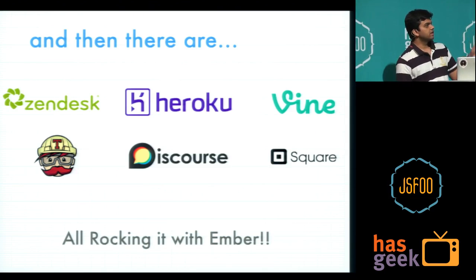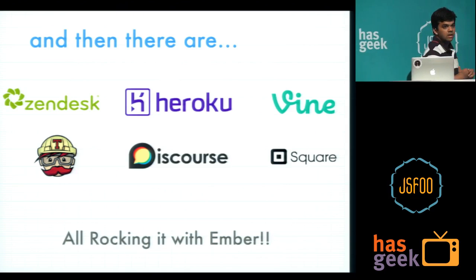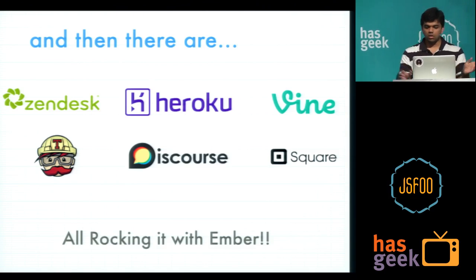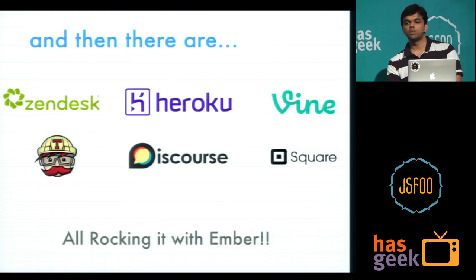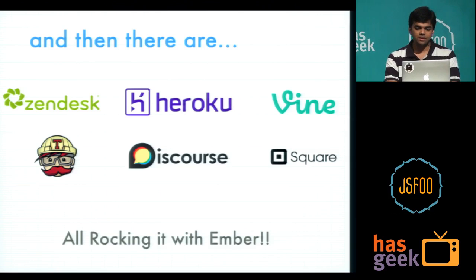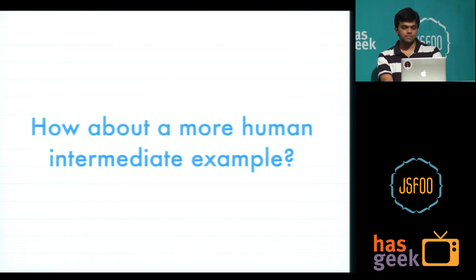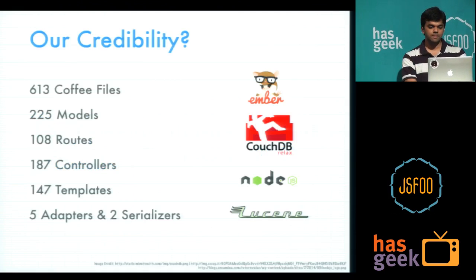So it's Zendesk, Travis CI, Discourse, Heroku Dashboard, Vine. And they're all huge, massive client-side applications. So all the crying about, oh, client-side single-page applications don't work for public-facing websites, that's not true. Let's see how we can try to build something similar. Okay. So let's try an intermediate example.